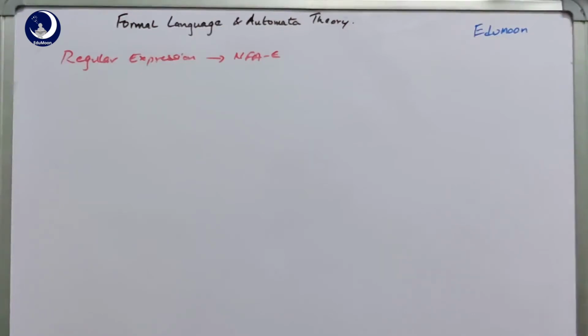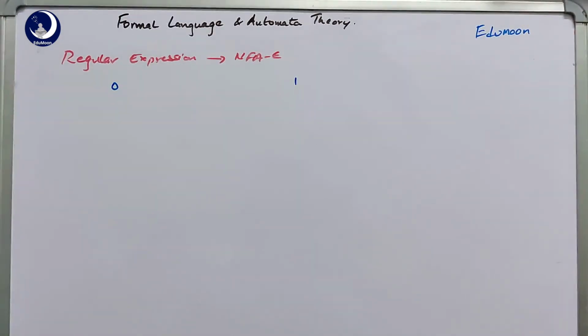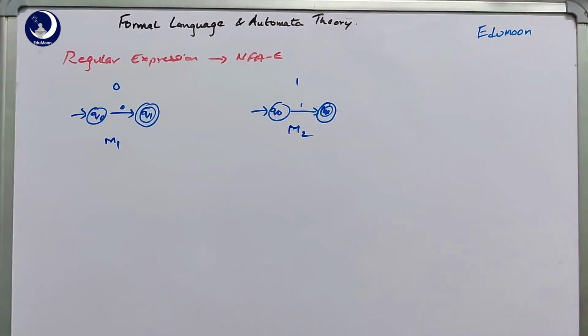In this video we shall discuss how to convert a regular expression to an NFA with epsilon moves. So let us take initially two symbols, 0 and 1, and I write two simple machines: one accepting just a 0 and the other accepting just a 1. So I design two machines, M1 and M2, which accept only a 0 and a 1. Let the first machine be M1 and the second one M2. Both are individual machines.